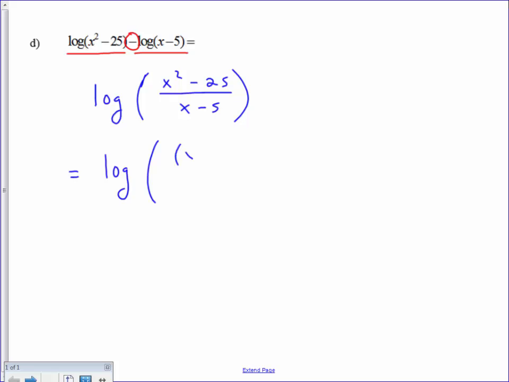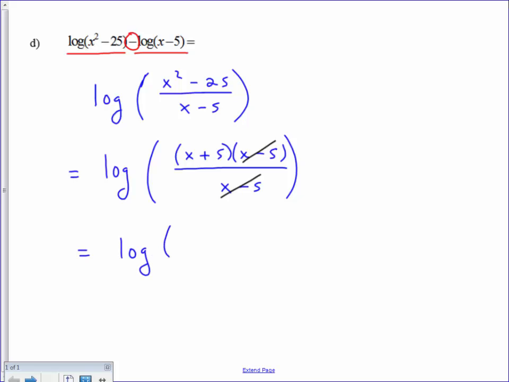So x squared minus 25 would factor as x plus 5 and x minus 5. And then we would keep the x minus 5 that we have on the bottom. Then notice that the x minus 5 on the bottom and the x minus 5 on the top would cancel. And so this would become log of x plus 5.